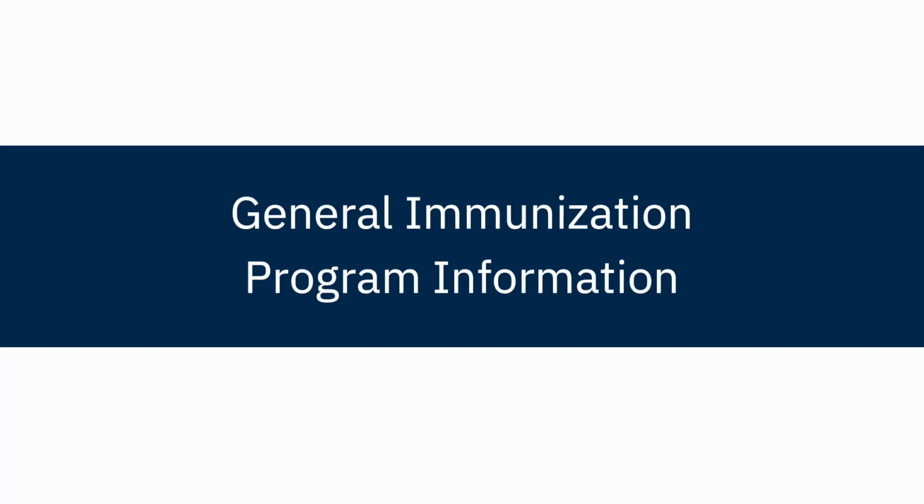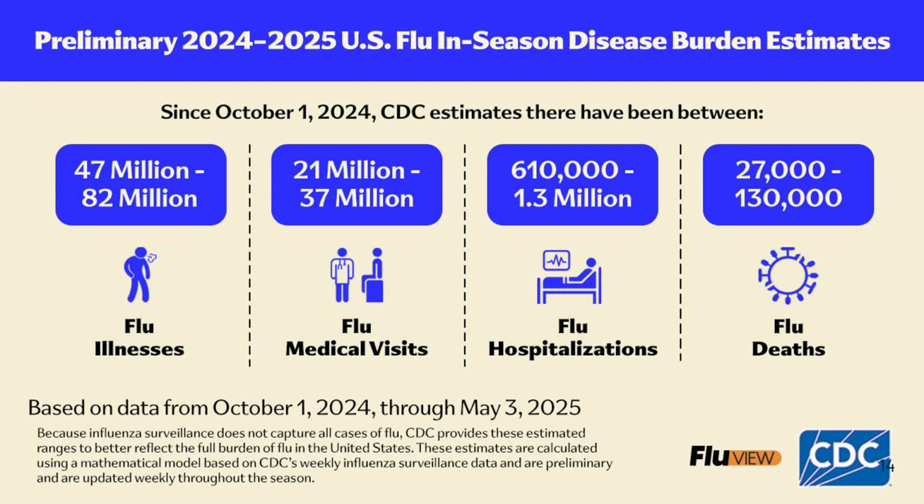General Immunization Program Information. U.S. flu season preliminary burden estimates. Since October 1, 2024, the CDC estimates there have been between 47 to 82 million flu illnesses, 21 to 37 million flu medical visits, 610,000 to 1.3 million flu hospitalizations, and 27,000 to 130,000 flu deaths.